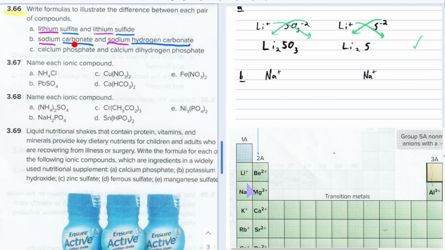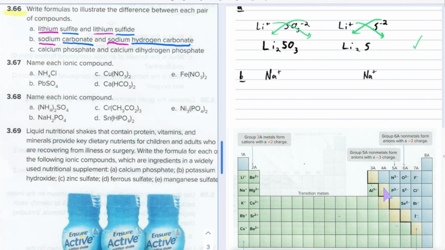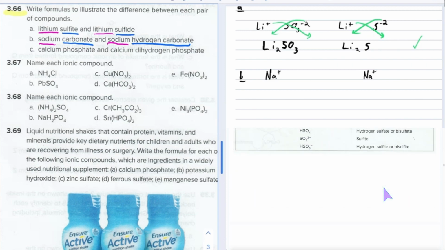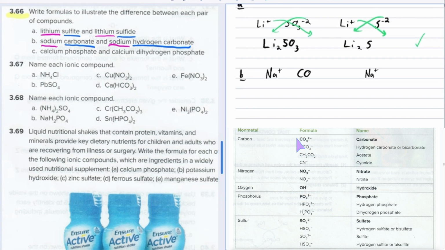Now for the anions, you see "ates," so I'm not thinking that I'm going to be using this normal anion table. You got to go down to that polyatomic anion table, and here you go. These are the ones of carbon. You got carbonate and then hydrogen carbonate, or it's also called bicarbonate. So carbonate is CO3 minus 2. That's the first one, CO3 minus 2. And then hydrogen carbonate is HCO3 minus.